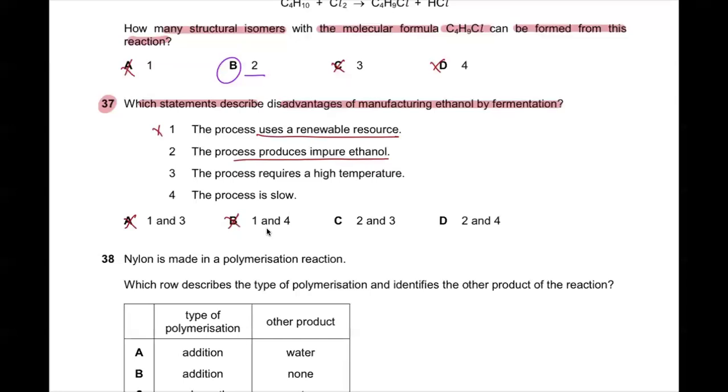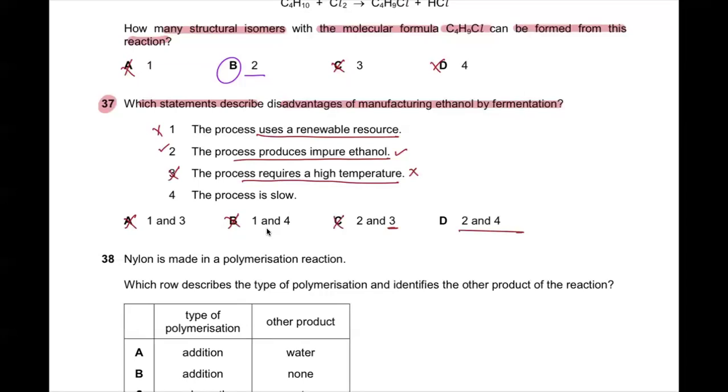The process produces impure ethanol. Yes, that is correct, and that can be a disadvantage, right? Because we are not getting the pure ethanol. The process requires a high temperature. No, that is wrong. The process doesn't require a higher temperature, because we just have to maintain the normal environment temperature, that is around 35 degrees Celsius, which is the optimum temperature for an enzyme to work effectively. So statement 3 goes wrong, which makes C wrong.